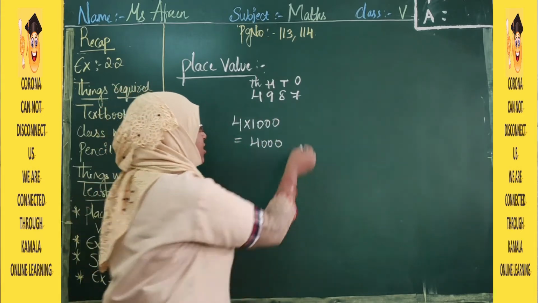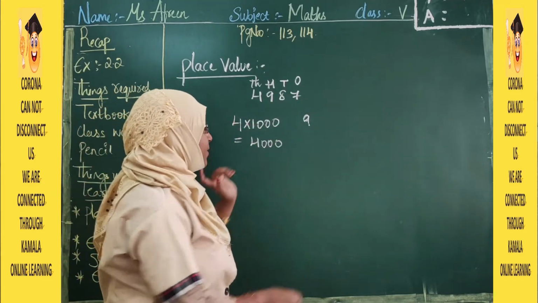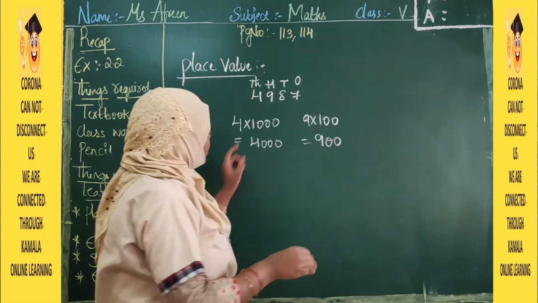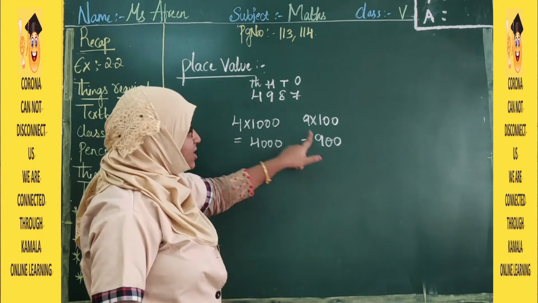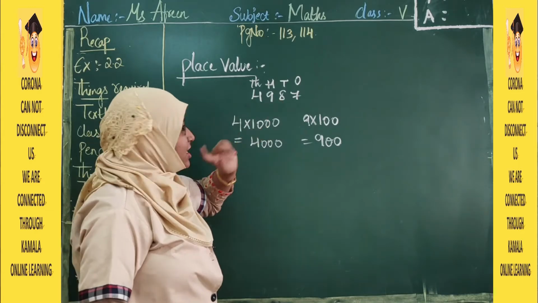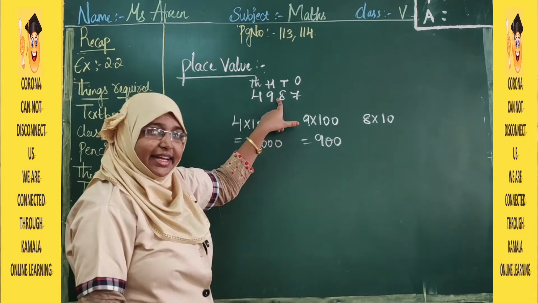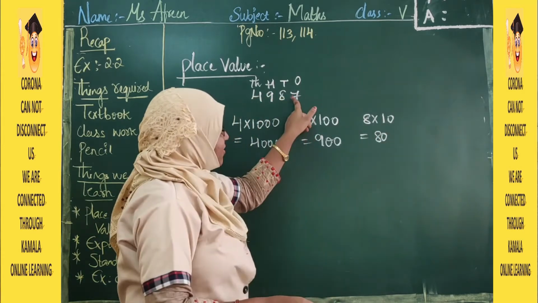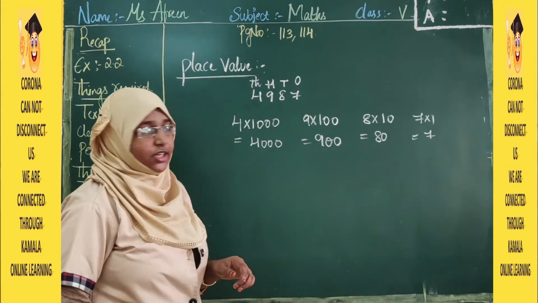Similarly, with 9. The digit 9 is at the hundreds place, so 9 into 100 is 900. The place value of 9 is 900. What is the place value of 8? It is 80, very good. It is 80 because we multiply 8 with 10, as it is at the tens place. 8 into 10 is 80. And in the same way, 7 is at the ones place, so 7 into 1 is 7.